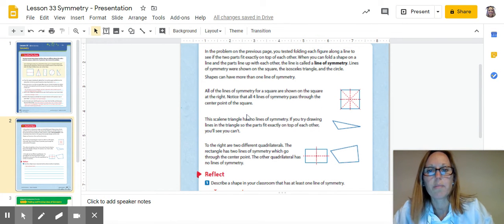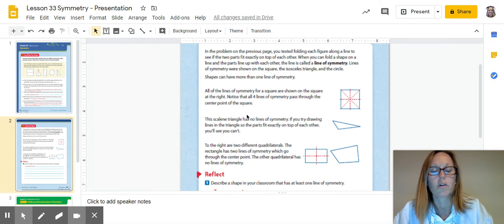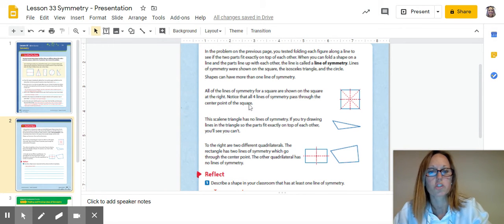All right, in the problem on the previous page, you tested folding each figure along a line to see if the two parts fit exactly on top of each other. When you can fold a shape on a line and the parts line up with each other, the line is called a line of symmetry. Lines of symmetry were shown on the square, the isosceles triangle, and the circle. Shapes can have more than one line of symmetry. All of the lines of symmetry for a square are shown on the square.